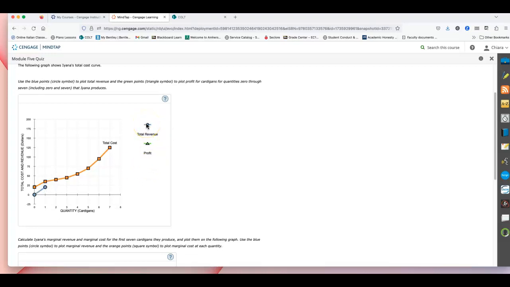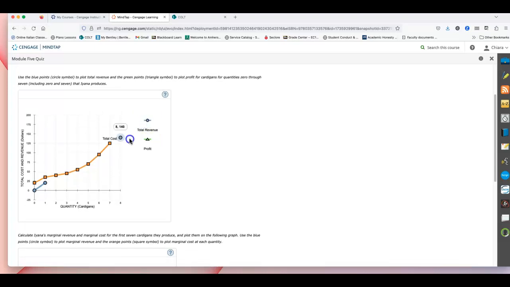The second point is 2 cardigans, $20 each. It'll be 2 and $40. So I'm going to find the 2 and the 40 point. Now this can be a little tricky because as you can see, I overlapped my total cost curve, but it doesn't matter. As long as I know, and now I can't move it anymore. There we go. So at 2, 40. 3 cardigans, $20. 3 times 20 is 60. So I'm going to find my 3 and 60 point.